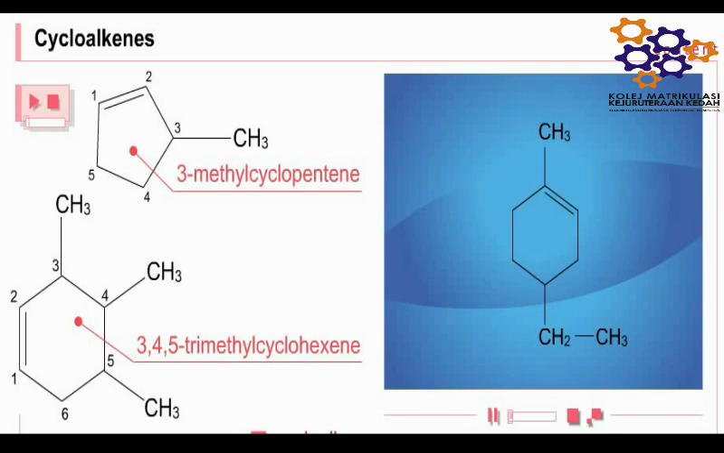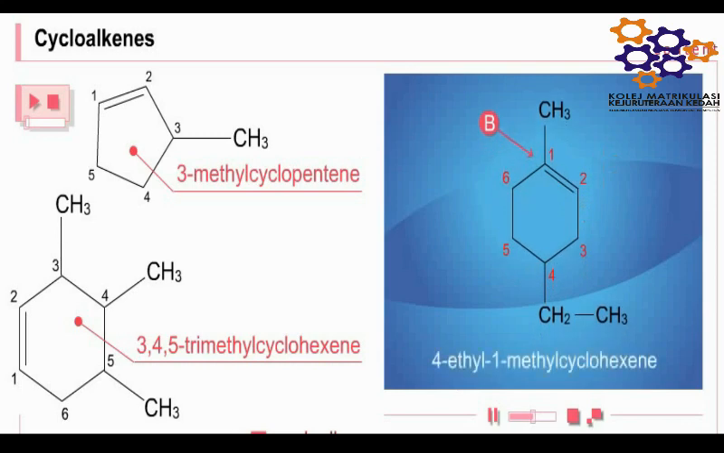Now, let us try to name this compound. When we move anti-clockwise from carbon A, we encounter a methyl group at carbon 2 and an ethyl group at carbon 5. However, when we start from carbon B and move clockwise, the substituents appear at carbons 1 and 4 respectively, which are the smaller numbers. Therefore, the name of the compound is 4-ethyl-1-methyl-cyclohexene.